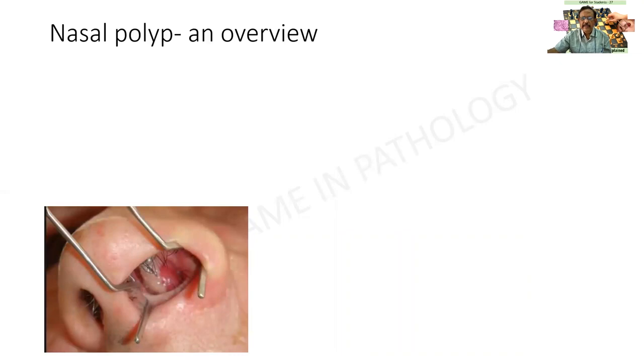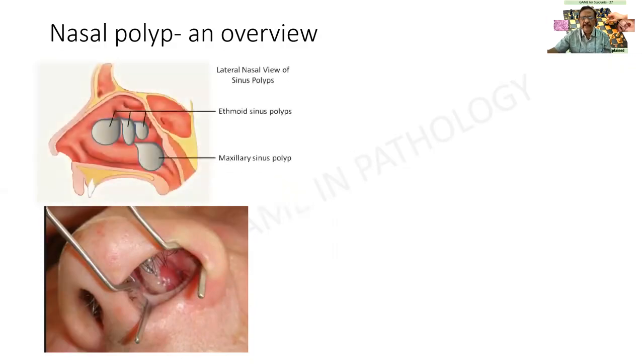So there is a lesion that is projecting into the nostril leading to an obstruction. And these are the various sites where we can get the polyps. They can be either pedunculated or sessile. They can be solitary, sometimes multiple.